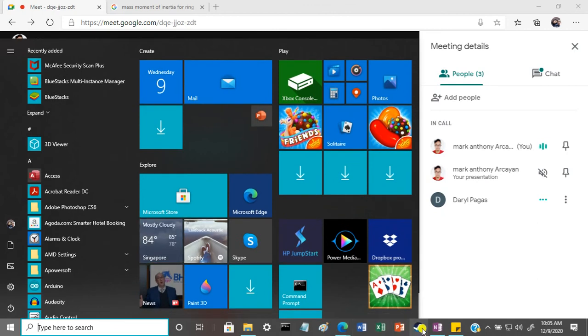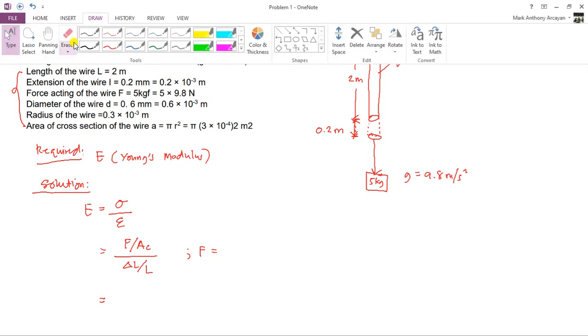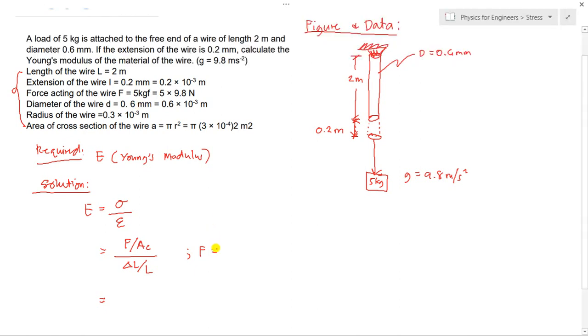Unsa man kay force ani nga may bira? Unsa may value sa atong force ani, naka-idea? Okay, it's equal to the weight. Diba weight? Mass times g. Okay, so our mass here is 5 kilogram and our gravity is 9.8 meter per second squared. So, unit analysis, ang output kay Newton.